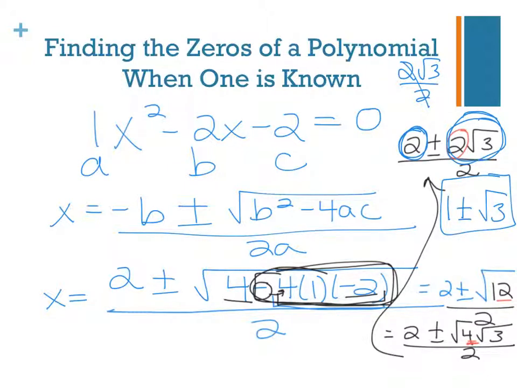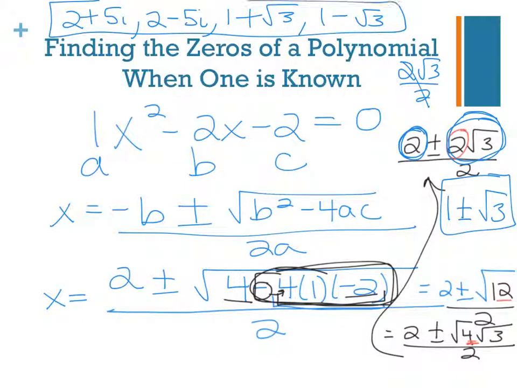So my actual zeros to this polynomial are 2 plus 5i, 2 minus 5i, and you end up with 1 plus square root of 3 and 1 minus square root of 3. So these are the 4 zeros for the polynomial function that we were given in the original question.